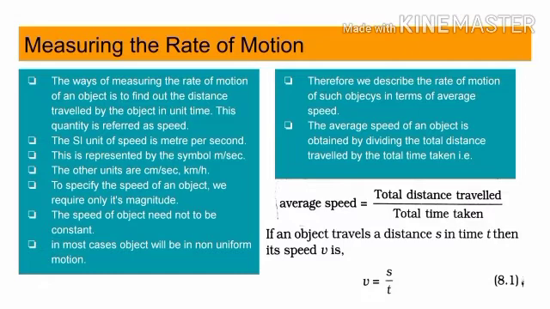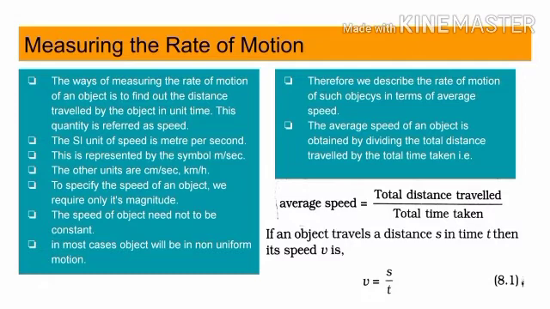To specify the speed of an object, we require only its magnitude. The speed of an object need not be constant. In most cases, objects will be in non-uniform motion. Therefore, we describe the rate of motion of such objects in terms of average speed. The average speed of an object is obtained by dividing the total distance traveled by the total time taken. That is, average speed is equal to total distance traveled upon total time taken.